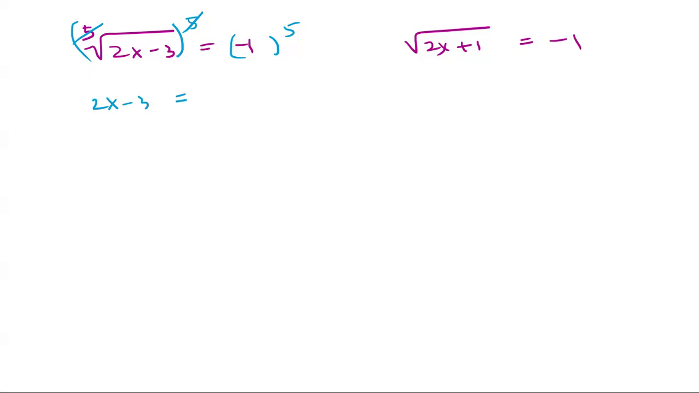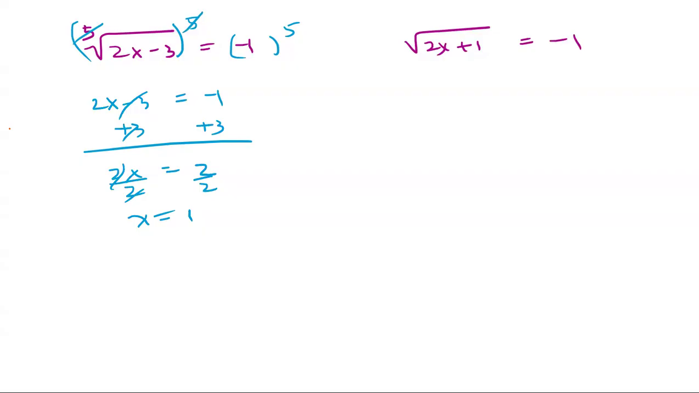Because -1 times -1, five times, it'll just give us -1. Then we're going to add 3 to both sides. So that goes away and gives us -1 plus 3, which is 2. And then we're going to divide by 2. So x gives us 1 here. Okay, which a lot of you got. All right, now let's look at the right side here.